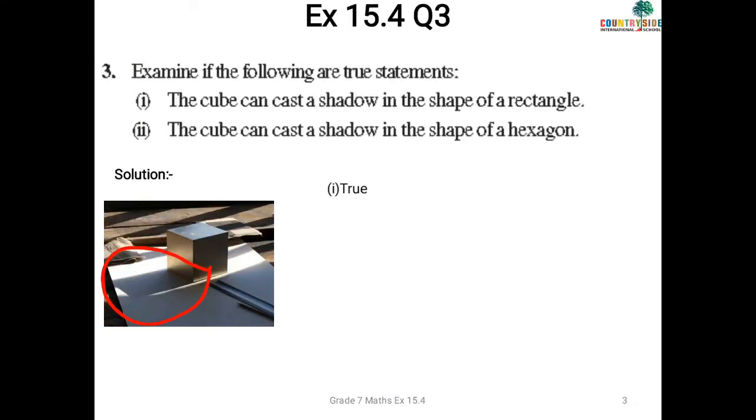Now for the second part, a cube can cast a shadow in the shape of a hexagon. Everyone knows what a hexagon is, that has 6 sides: 1, 2, 3, 4, 5, 6. The cube is in a square shape, so it can never cast a shadow of a hexagon, but it can cast the shadow of a rectangle. That's why our first statement was true, but here they are asking for a hexagon. So the cube cannot cast a shadow of a hexagon. So for the second, the answer is false.